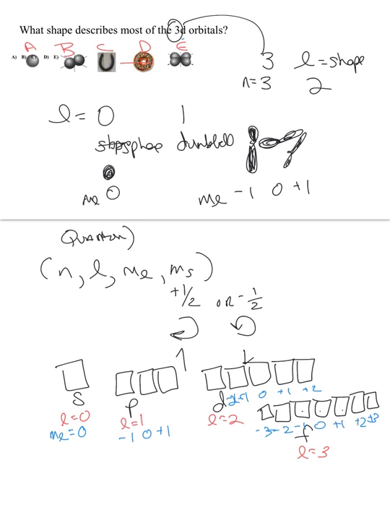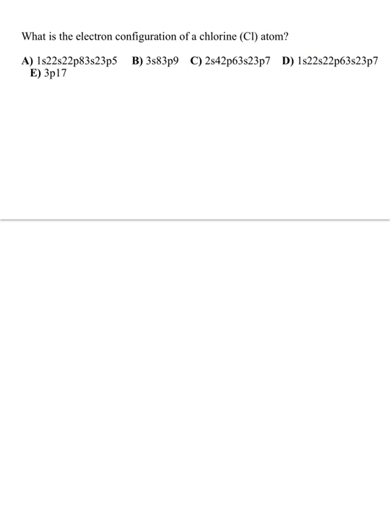So what shape describes the 3d? The d is an l equals 2. You memorize that. And that is more of a donut shape. So the answer is E.